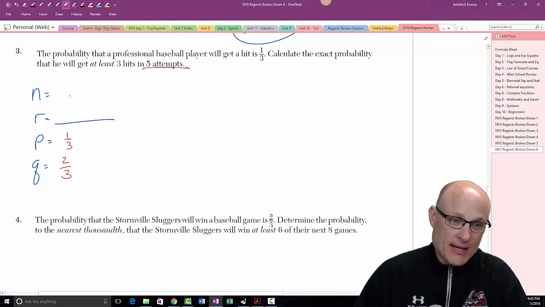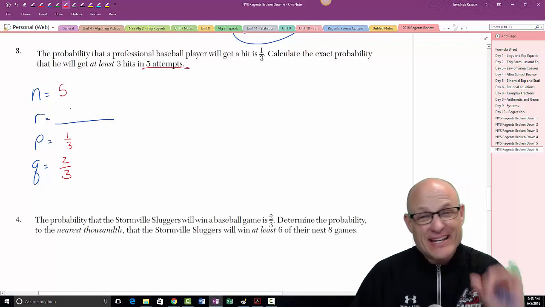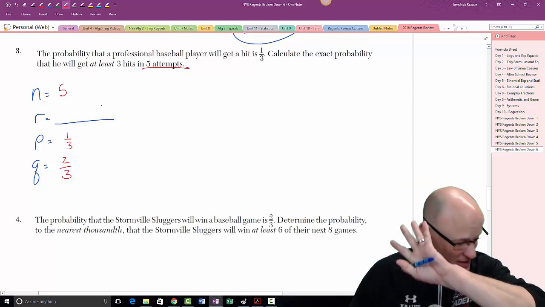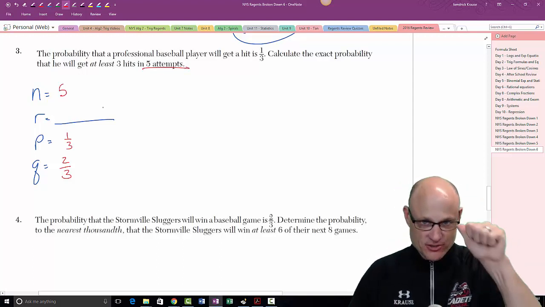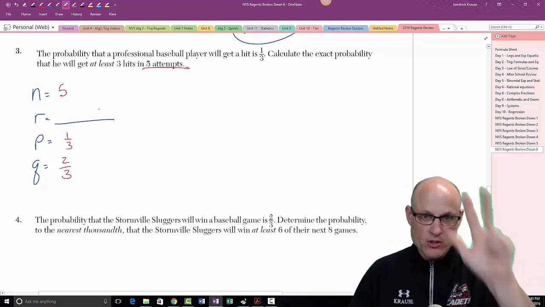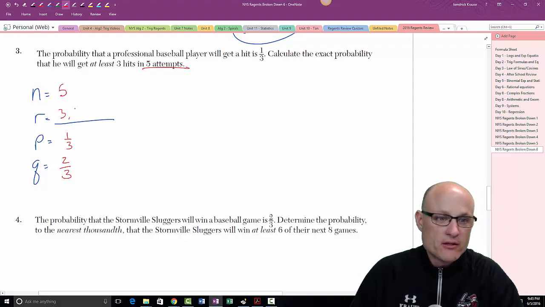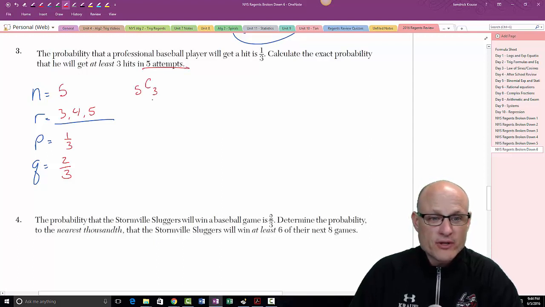We're going to take 5 attempts, and we want to get at least 3 hits. The least amount I'll take is 3 hits, so that's 3, 4, or 5 hits. So we're going to have 3 equations: 5 choose 3, 5 choose 4, and 5 choose 5. Remember again, if this is getting easy for you, try number 5. It's really hard. It's got a trick to it. You've got to be careful.